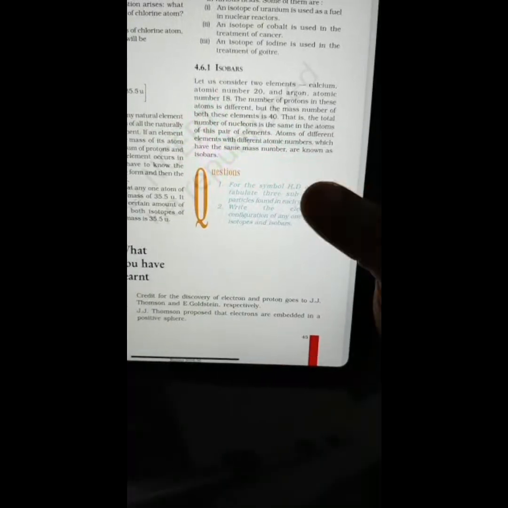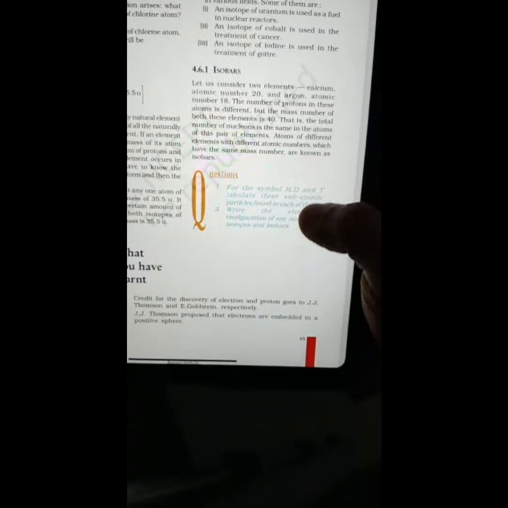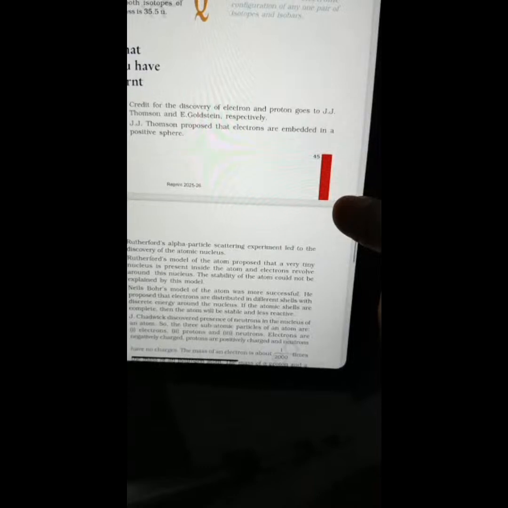So, what have you learned from the summary of structure of the atom? First point, credit for the discovery of electron and proton goes to J.J. Thomson and E. Goldstein, respectively. J.J. Thomson proposed that electrons are embedded in a positive sphere. Next point, Rutherford's alpha particle scattering experiment led to the discovery of the atomic nucleus.